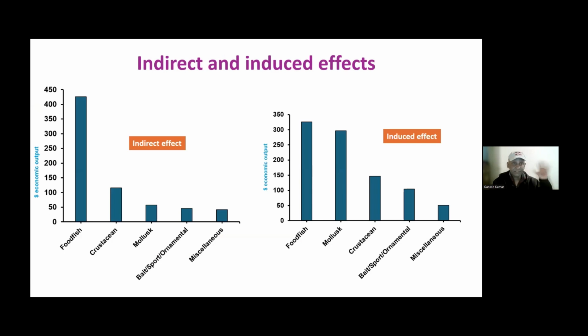As I said, the direct impact is what we are collecting as the revenue component, and because of that, there is induced and indirect effect. The indirect effect was much higher for the food fish sector, but when we look at the induced effect, we can see that the mollusk and the crustaceans are coming very close to the food fish sector in general.